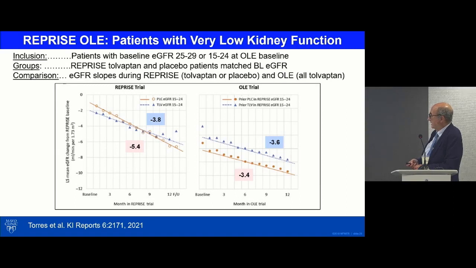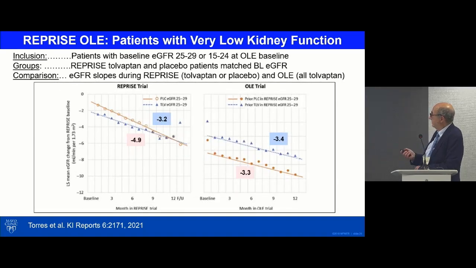For patients that were taking tolvaptan during the Reprise trial, the rate of decline of GFR did not change between the Reprise period and the open label extension period. This is for the patients where the baseline GFR was between 15 and 24. For the patients where the baseline GFR was between 25 and 29, exactly the same thing happened. Patients who were taking placebo during the Reprise trial, when they shifted to the open label extension, the rate of GFR decline went down to minus 3.3.